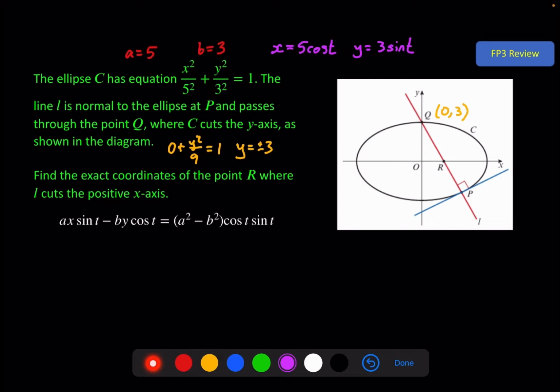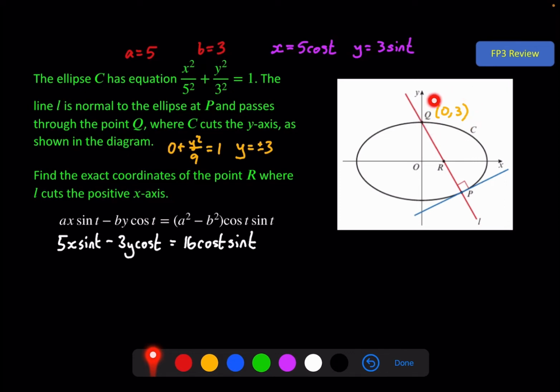Doing all of that with the numbers will give you basically the same equation as I've got here in white, except you'll have the numbers, where a we know is 5, so you'll have 5x sine t minus 3y cosine t, and here you'll have a 16 cosine t sine t. So whether you've memorized this and used this, or whether you've used the parametric equations from here to then differentiate and find it fresh, you should get to this point for the equation of L.